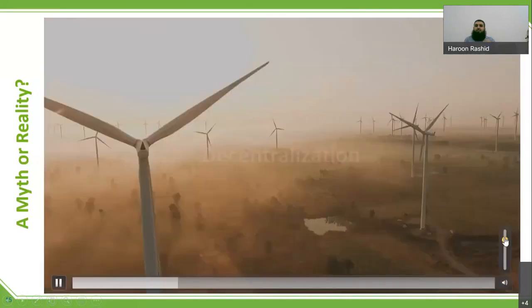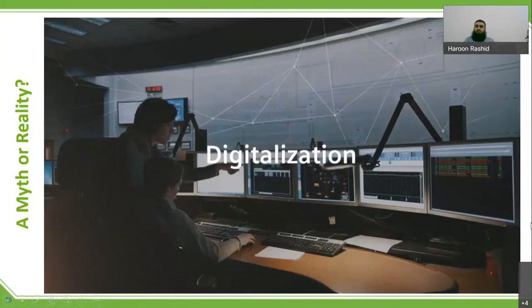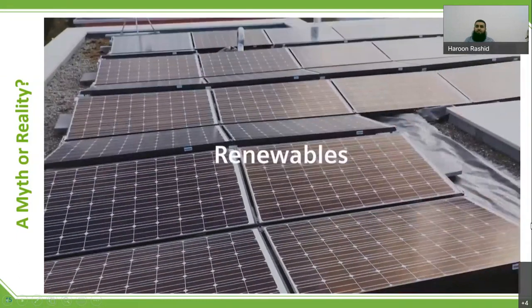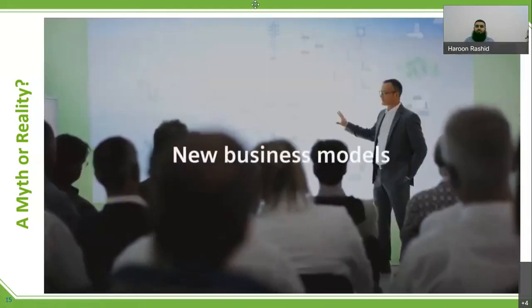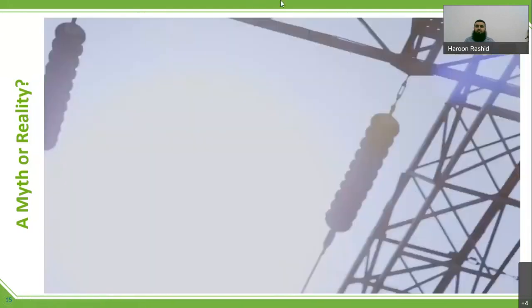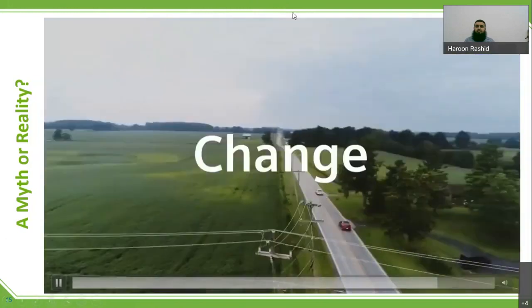The world of energy is changing. Change is good. It creates new opportunities. As long as we can adapt, the potential is endless. But in the world of energy, change can be difficult.